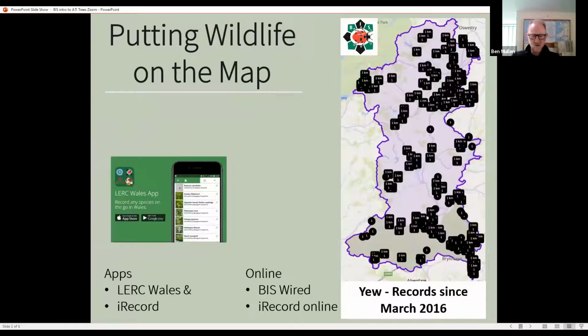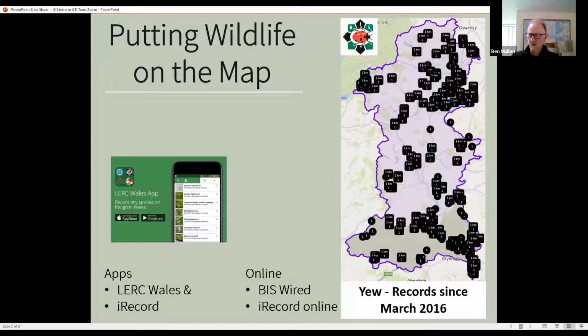And they're all about putting wildlife on the map, so making biological records of the wildlife, including trees that you see. And we can see some dots on the map on the right, which are yew records, and they're the ones that we hold in our database for the BIS area, which is Powys and the Brecon Beacons National Park. So all these black dots or squares on the map are yew tree records that have been made and we have in our database in the last 5 years.